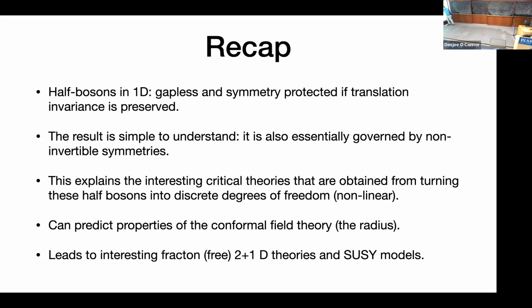Which is, you can predict properties of the conformal theory, which in this case is the radius of the sigma model conformal theory, which is one number. Once you know that number, you can basically know the operators, and the theory is characterized by that number. So the idea is that at least at this level, the non-invertible symmetry is controlling some number that is relevant for the characterization of the conformal theory. And finally, when you go to higher dimensions, it leads to interesting fractal models, and also even supersymmetric models.